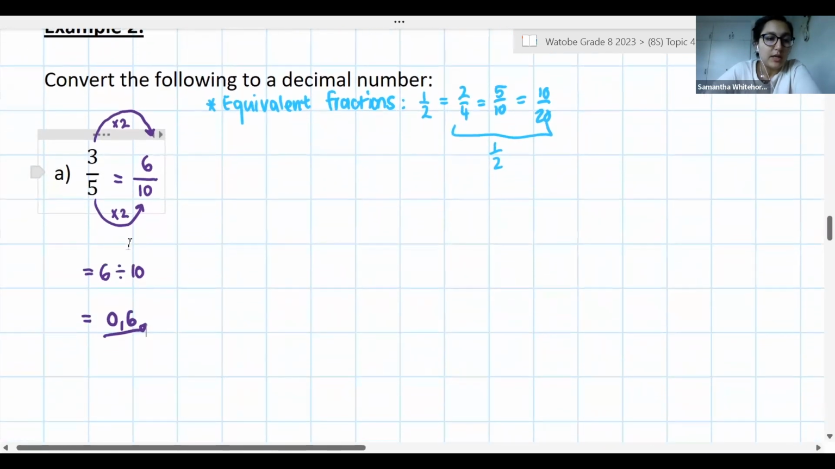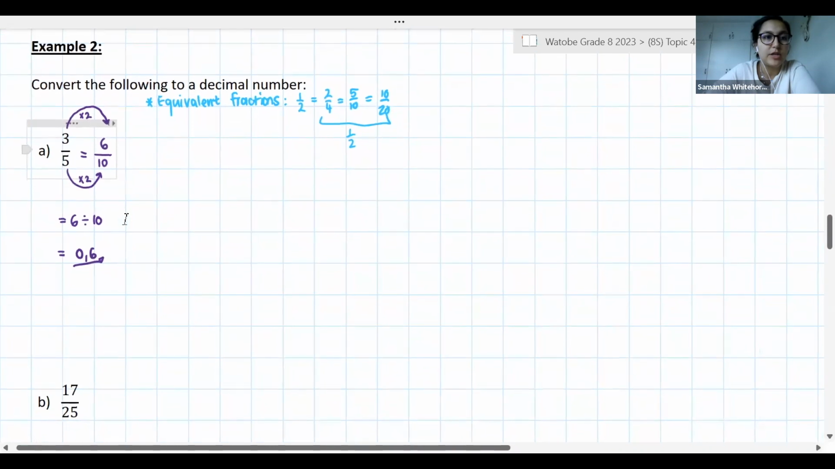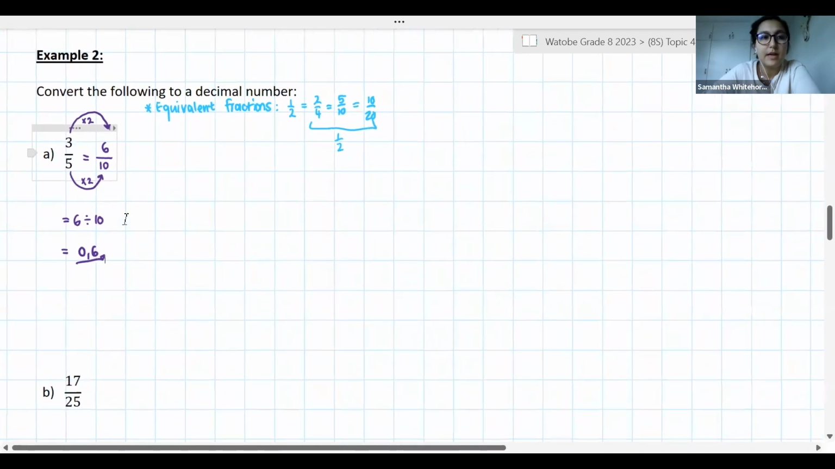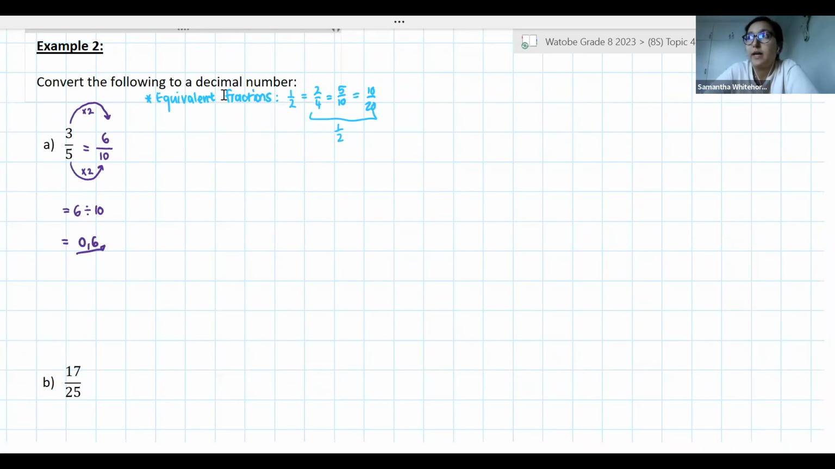So what I want you guys to do, whoopsie, sorry. I want you guys to try question B for me. And I'm going to leave question A there just in case you want to see a reminder of what we were doing. But have a go of question B for me. Remember, we want to try and make that denominator a multiple of 10. I want answers typed in on the chat. And only when I say hands will I accept hands.